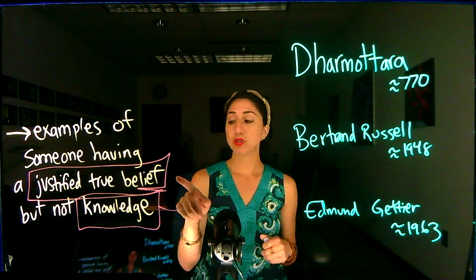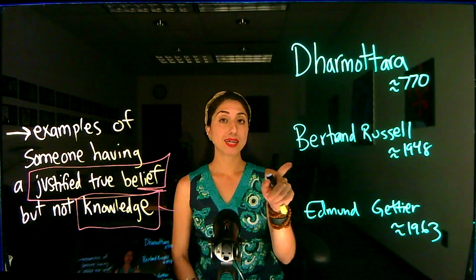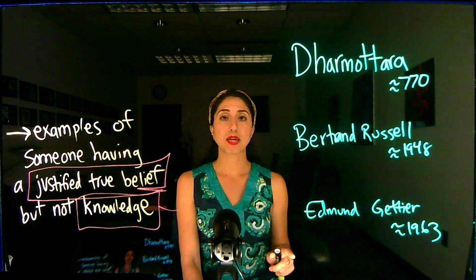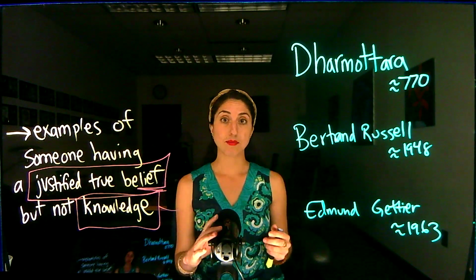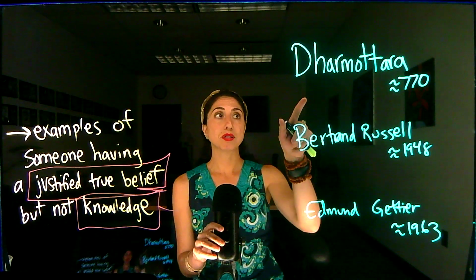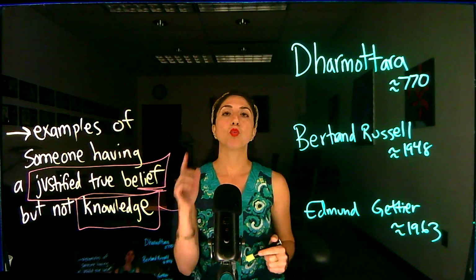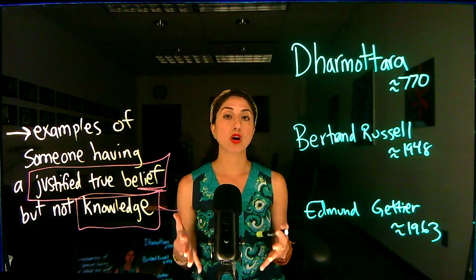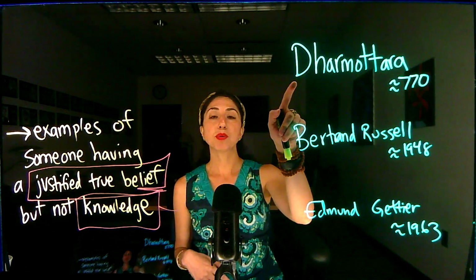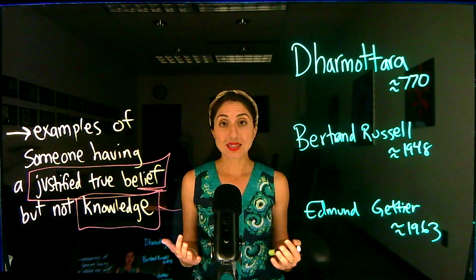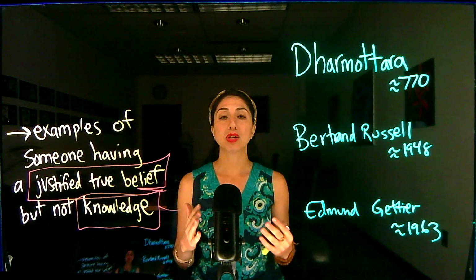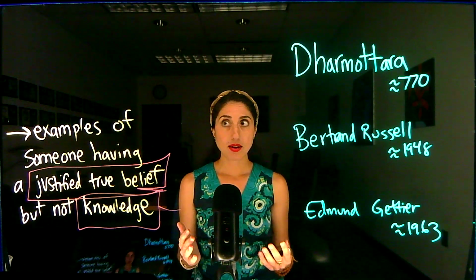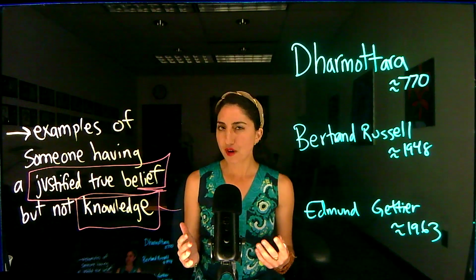Even though Edmund Gettier is the one who's famous for arguing that it's possible for someone to have a justified true belief without knowledge, there are cases that come long before Edmund Gettier that argue the exact same thing. Dharmottara is famous for lots of things, but one of his theories is in epistemology, which studies what knowledge is, and he gives an example about somebody who thinks that there's a fire because they think that they see smoke. And there really is a fire.